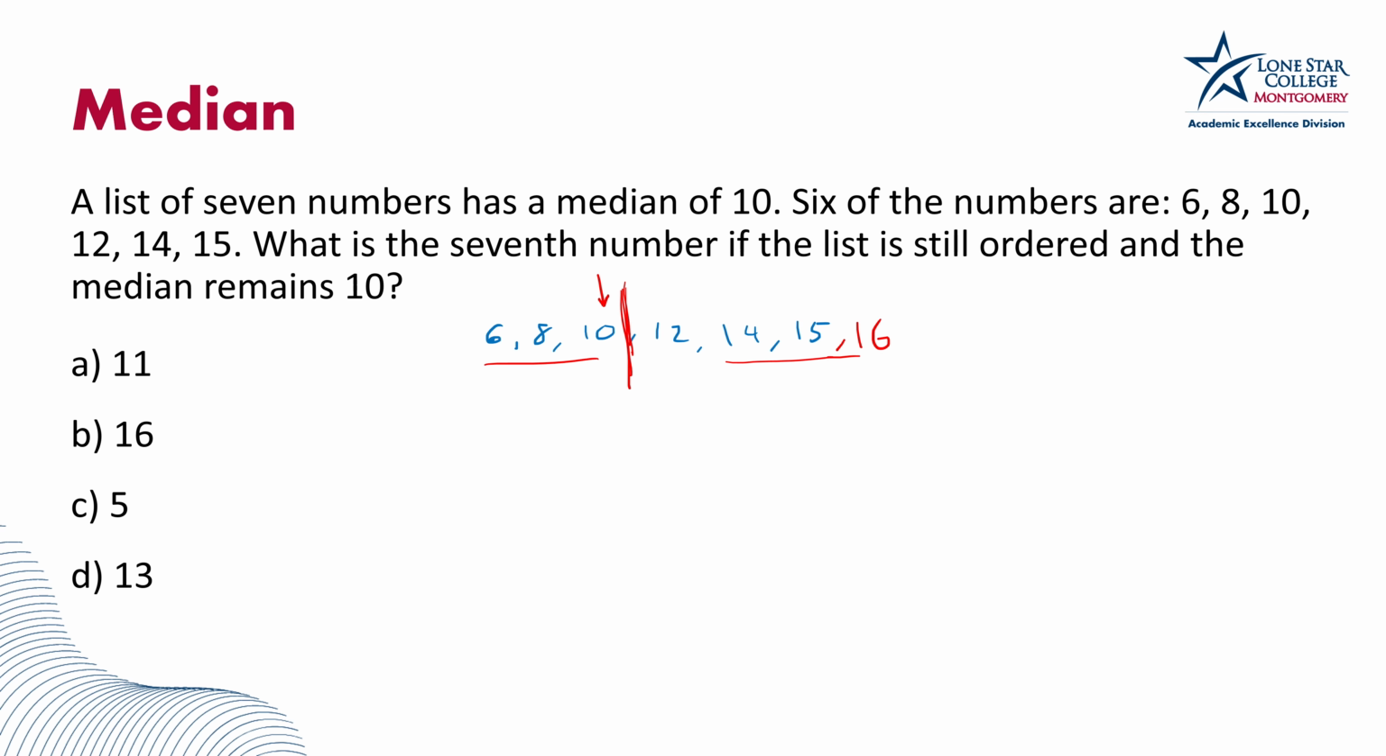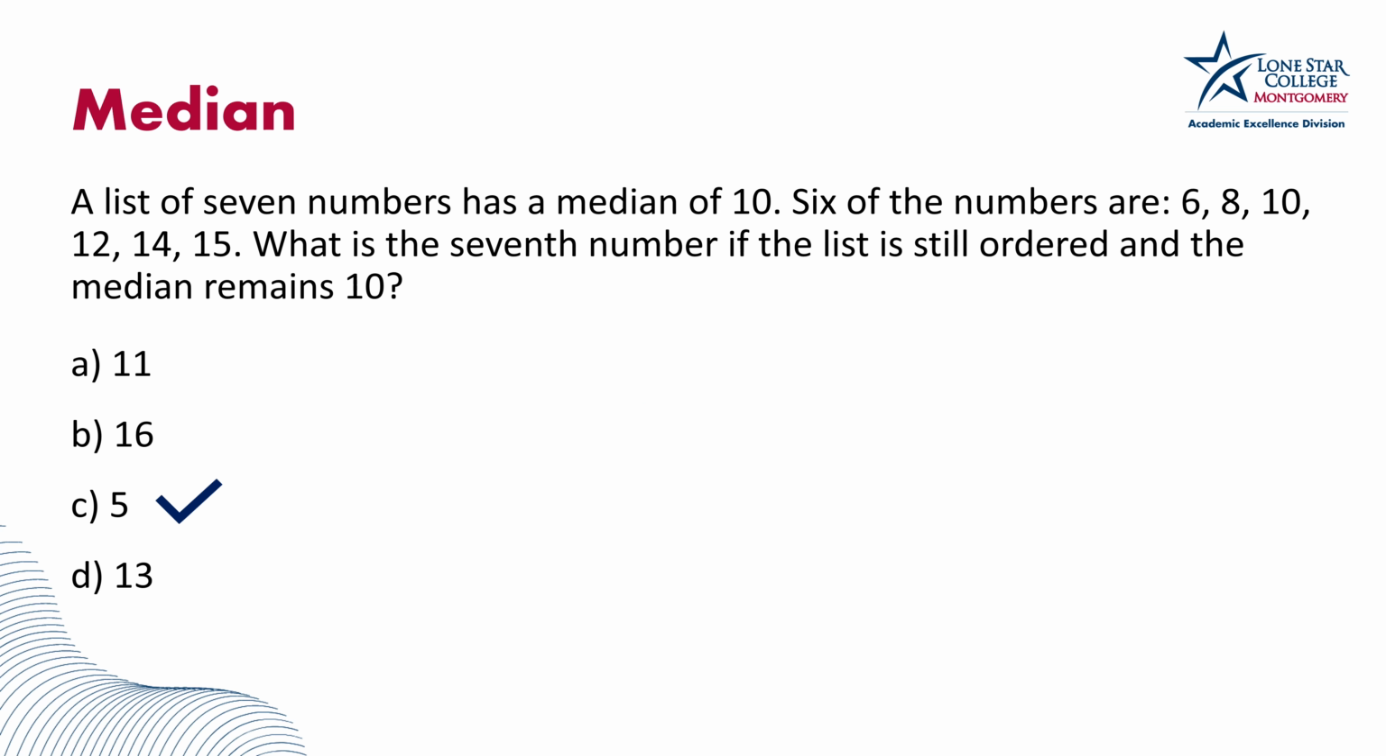So that means that the only way for that to happen is if our number is less than 10. So for instance, the only option would be 5, because we would have 5, 6, 8, 10, 12, 14, and 15. So if we start crossing out on both sides, we'll notice we'll eventually get 10 as our median. So the only option would have to be 5, because it's the only one that is to the left of 10. Therefore, our answer choice would have to be C.